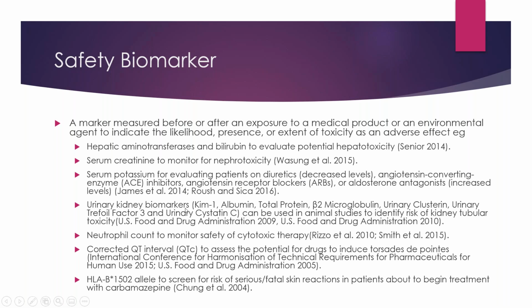Urinary kidney biomarkers have been developed over time. Several of these exist: KIM-1, urinary albumin, urinary total protein, beta-2 microglobulin, urinary clusterin, urinary trefoil factor 3, and urinary cystatin C, which can be used both in humans and in animal studies to identify the risk of kidney toxicity. And these were all developed as a result of specific activity to identify toxicity markers that could be utilised both in animal toxicity studies and in human trials.